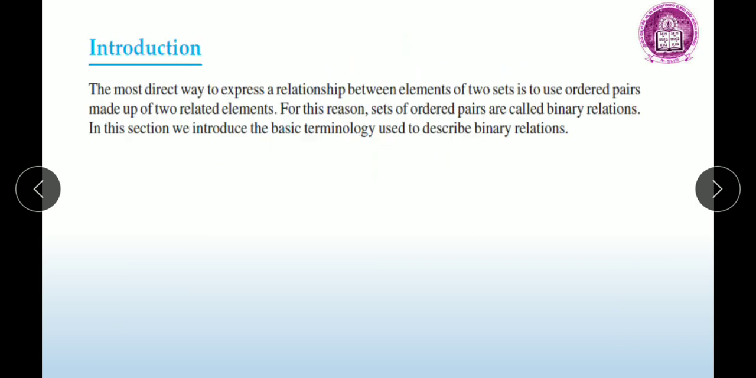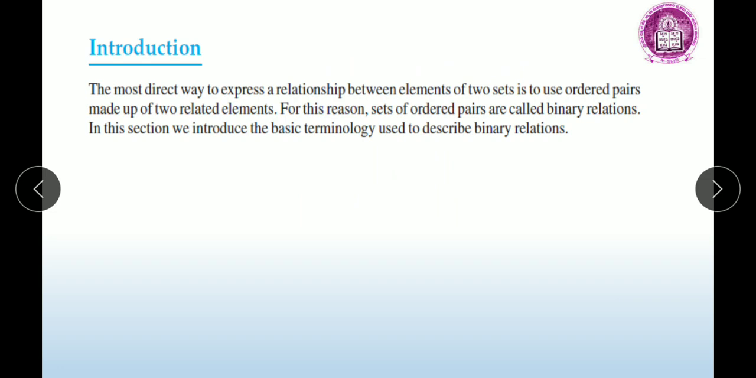Yes, now let us discuss what we call a relation. The most direct way to express a relationship between elements of two sets is to use ordered pairs made up of two related elements. For this reason, sets of ordered pairs are called binary relations. In this section, we introduce the basic terminology used to describe binary relations.